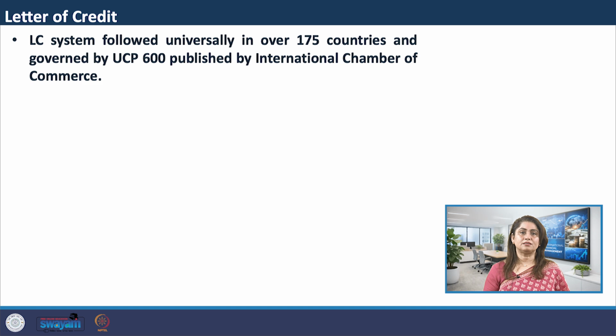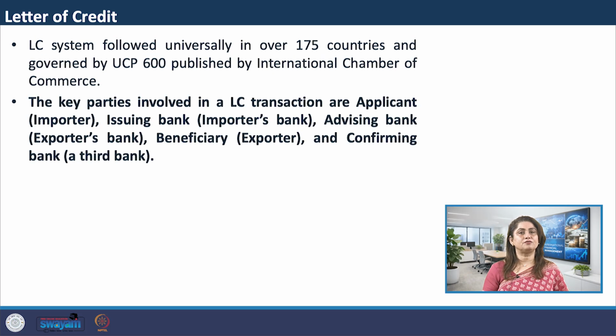The letter of credit system is followed universally in over 175 countries, governed by the Uniform Customs and Practice for Documentary Credits, known as UCP 600, published by the International Chamber of Commerce. The key parties in letter of credit transactions are the applicant, who is the importer, the buyer who requests the letter of credit from their bank. Then we have the issuing bank, which is the importer's bank that issues the letter of credit. Then we have the advising bank. This is the exporter's bank that advises the letter of credit to the exporter.